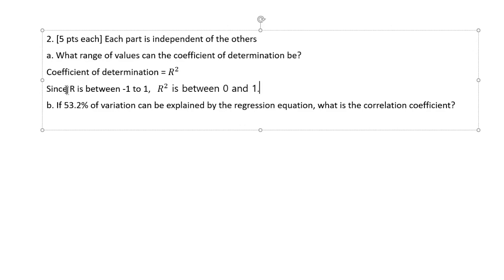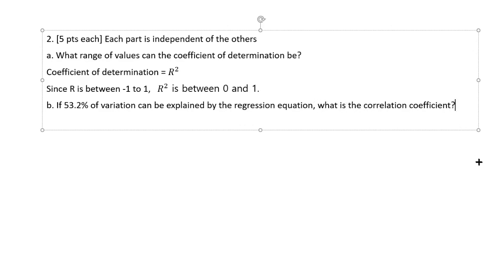So you have to watch out. Sometimes I'll be asking for the coefficient of correlation. In that case, the answer is -1 to 1. Sometimes I might ask for the coefficient of determination. That's R squared, so it's between 0 and 1. All right. Now, if 53.2% of variation can be explained by the regression equation, what is the correlation coefficient?